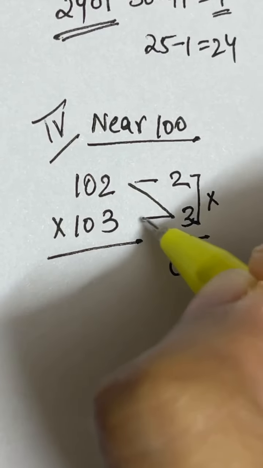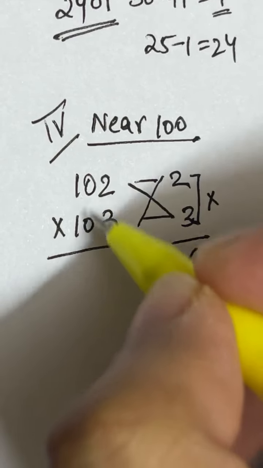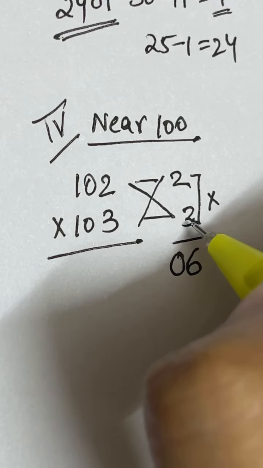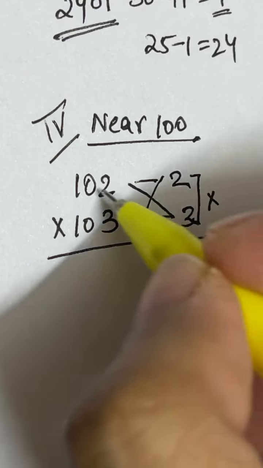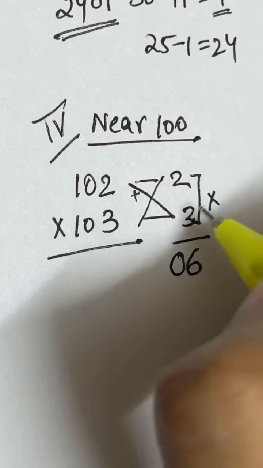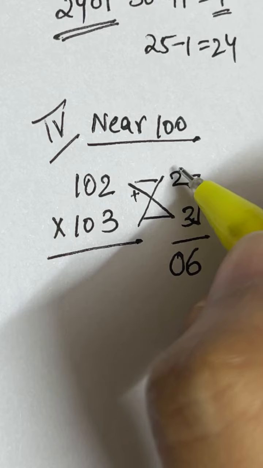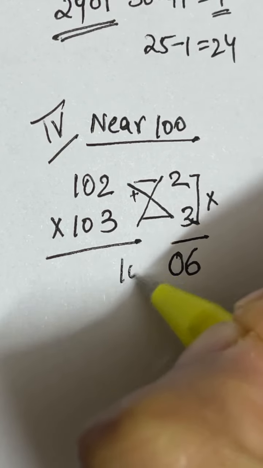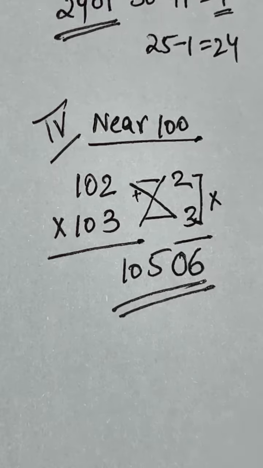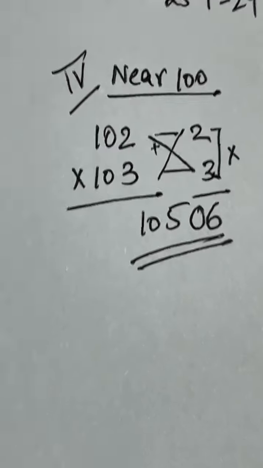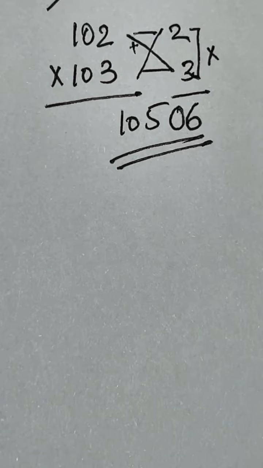That's it. Cross multiply. Like 102 plus 3 is how much? 102 plus 3 is 105, and on this side you also get the same thing. 103 plus 2 is the same thing, 105. That's your answer. Done. Okay, let's take one more example on this.